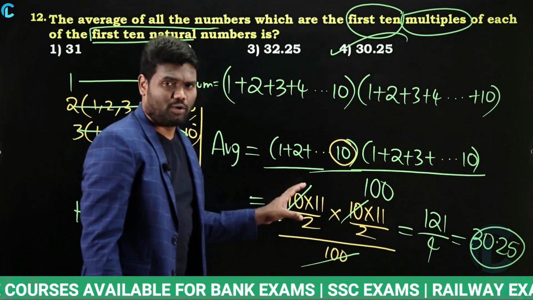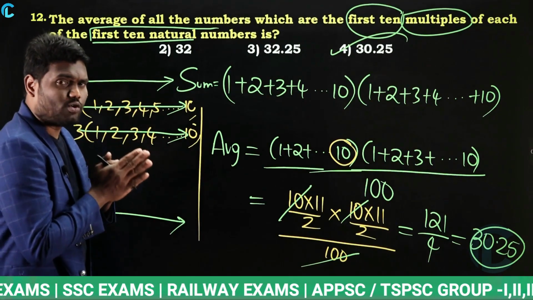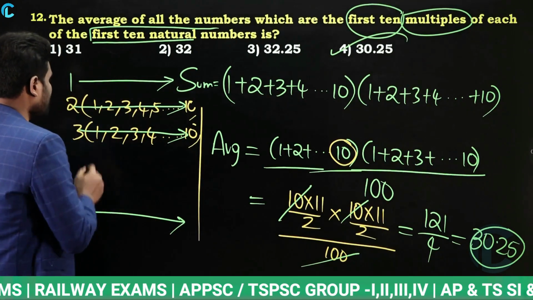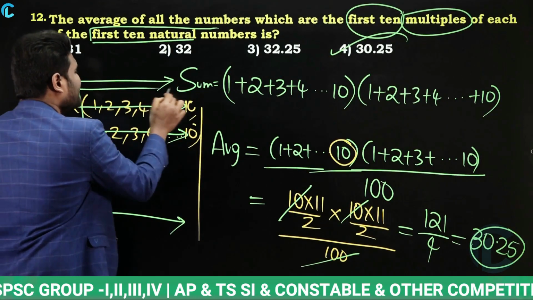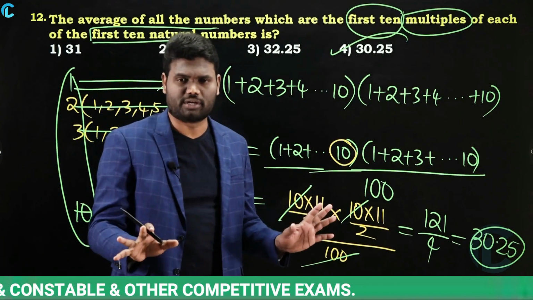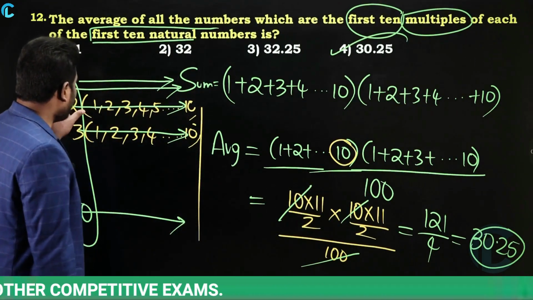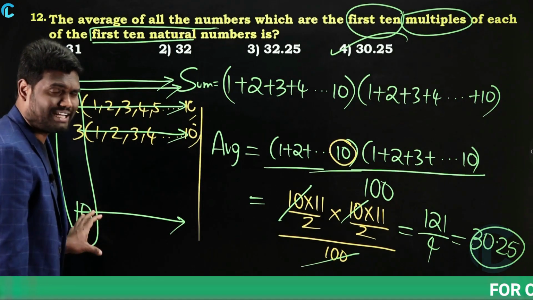This is a very simple question, but the thing is, read the question carefully. What the question said is, for the first 10 natural numbers, if you take all the 10 multiples, then what is the average of those numbers? That is the question. So what I have done is I have taken 2 common here, 3 common here, 4 common here, 5 common here, so on 10.